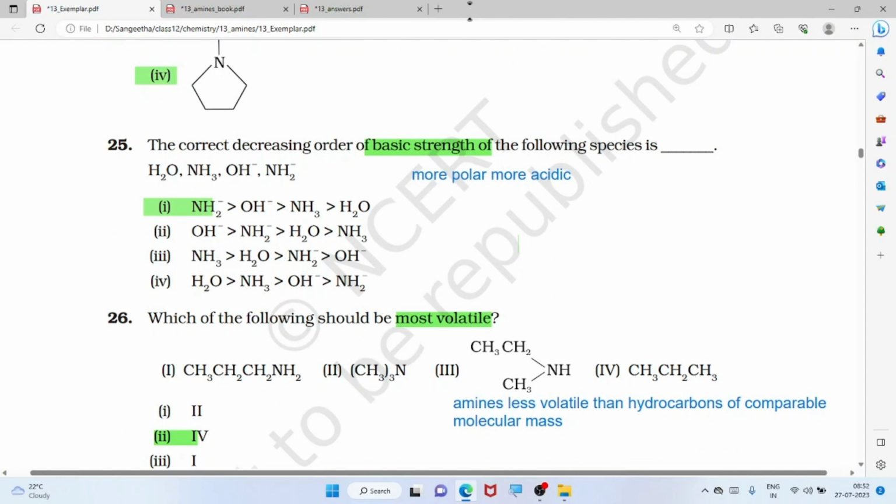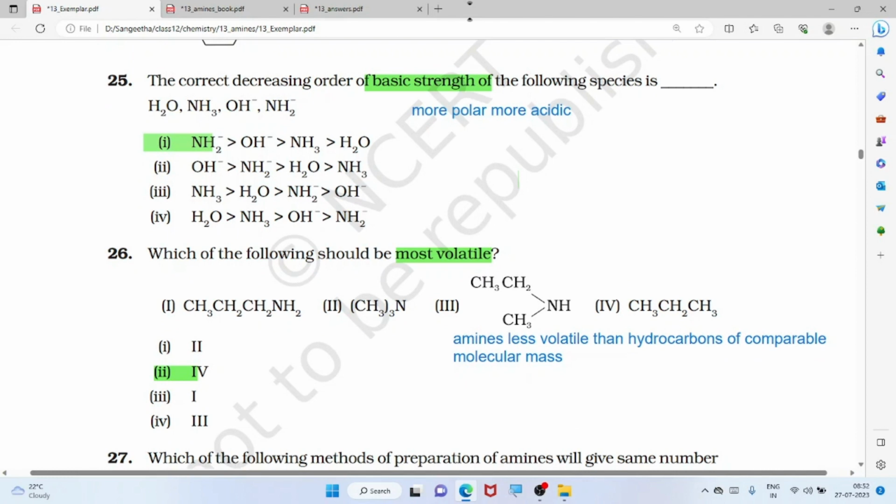The correct decreasing order of the basic strength of the following. Okay, this is more basic than this, and then this, then this. More polar, more basic.